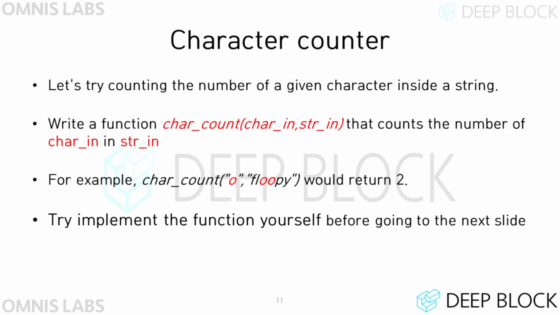Using what we've learned so far, let's write a function char_count that takes in char_in and string_in, that counts the number of specific characters in the string. The char_count function counts the number of occurrences of the character char_in in string_in. For example, when o and floopy are passed to char_count, 2 is returned because there are 2 o's in the string floopy.